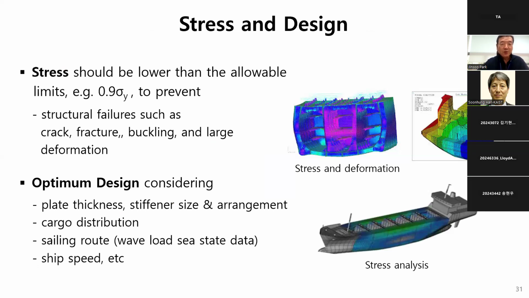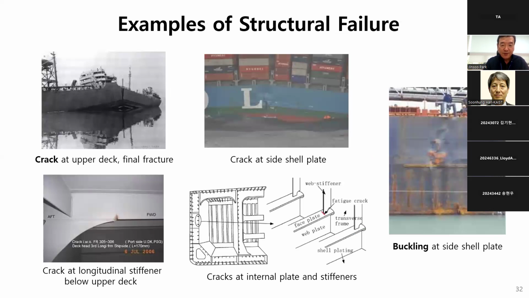Usually, stress should be lower than yield stress. For example, 90% of yield stress should be maintained. So we need to determine the size and arrangement of structural elements. Here are some examples of structural failures, cracks and buckling in reality.